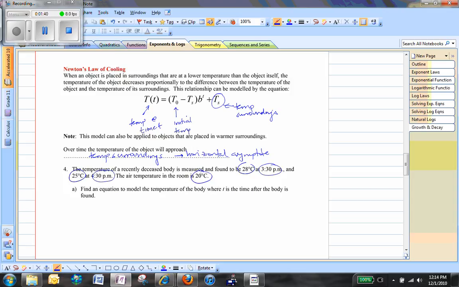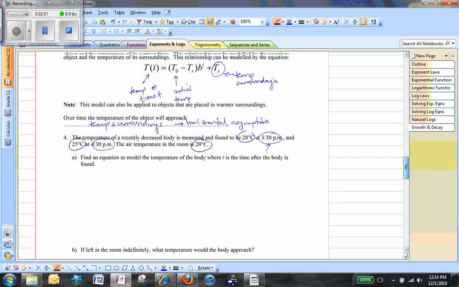Now, check this out. If a body dies, the way that the coroner figures out how long it's been dead is that they take the temperature of the body and they work backwards. That's what we're going to be doing in the next couple of examples. It says here, find an equation to model the temperature of the body where T is the time after the body is found. So the body is found at 3:30. So T, if you need to write this down, T is the time after 3:30 p.m.